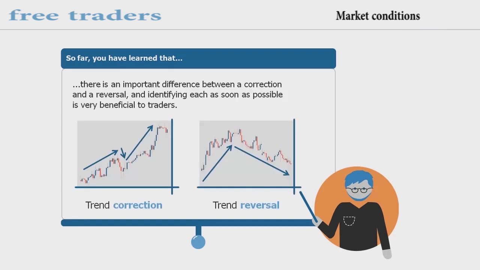There is a difference between a correction and a reversal. A correction is where the market moves in the opposite direction of the trend before continuing on. A reversal is where the market direction changes completely.